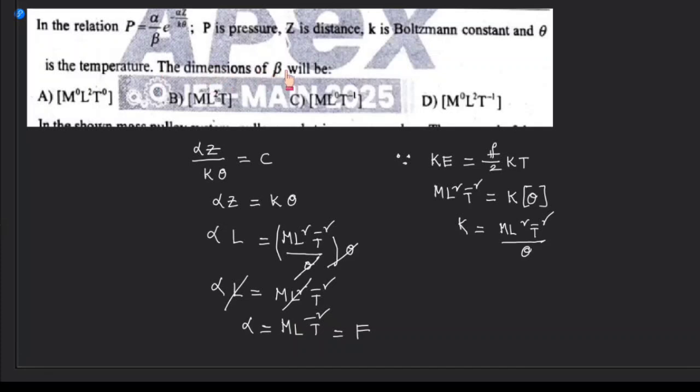Now we have to find the dimensions of this beta. So from here you could say, since pressure is equal to alpha by beta, pressure can be written as force per area, which will be equal to alpha, which is also force here, by beta, right?